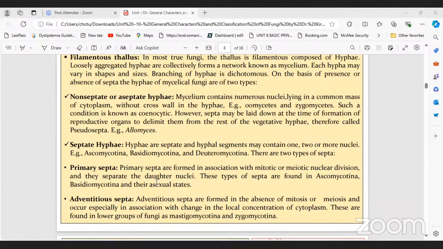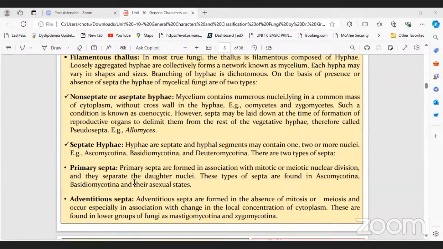That is the example for Ascomycotina, Basidiomycotina, and Deuteromycotina. There are two types of septae present. The first septae is called the primary septae, and the second septae is called the adventitious type.